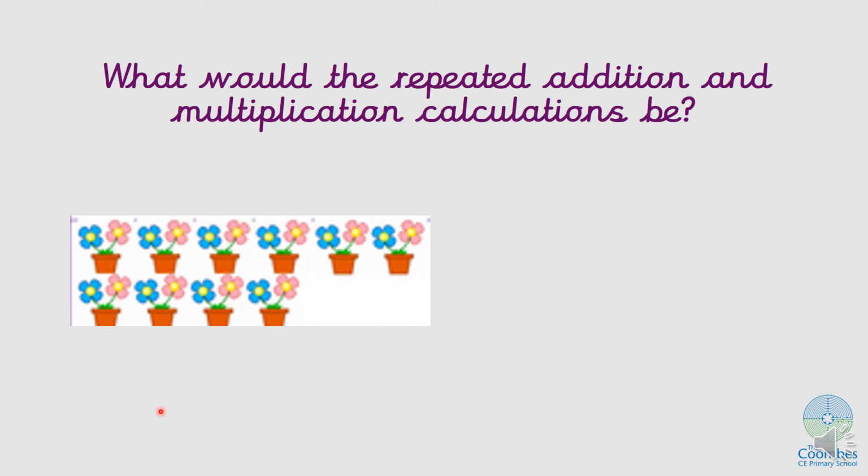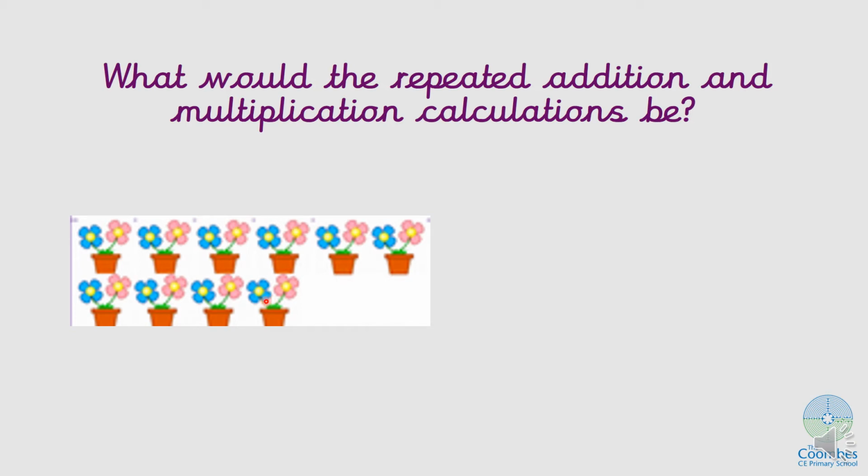Okay, we've got a different one this time. Lots of flowers. So for our repeated addition, we see how many flowers there are. So there are 2. And then we add 2 till we get to the end. So we've got 2 add 2, add 2, add 2, add 2, add 2, add 2, add 2, add 2, add 2. That was a lot of 2's.